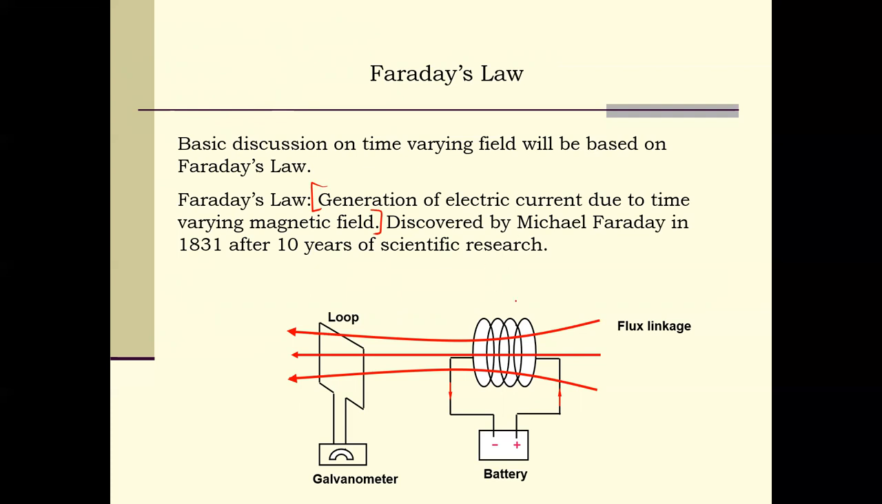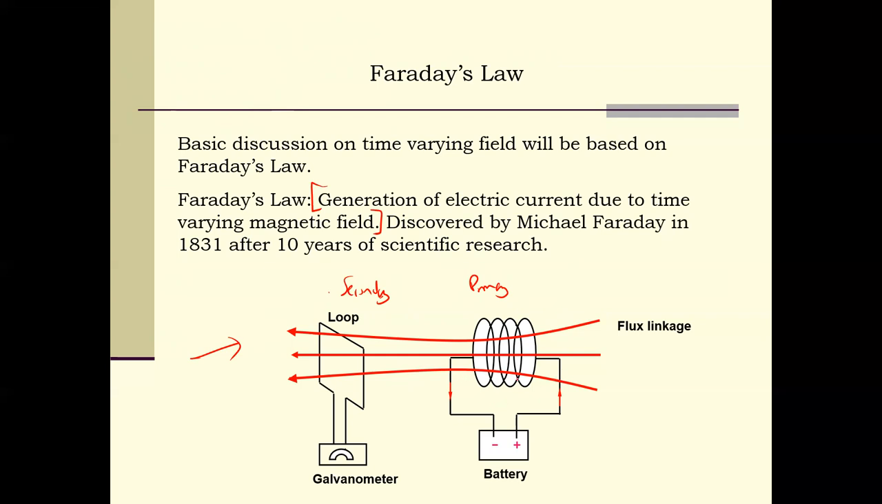This concept was discovered by Mr. Michael Faraday in 1831 based on this experimental setup. In this experimental setup, we have two circuits: a primary circuit and a secondary circuit. The primary circuit consists of the battery and a few windings. For the secondary circuit, we have the loop and the galvanometer.